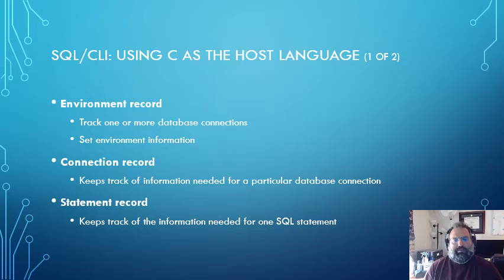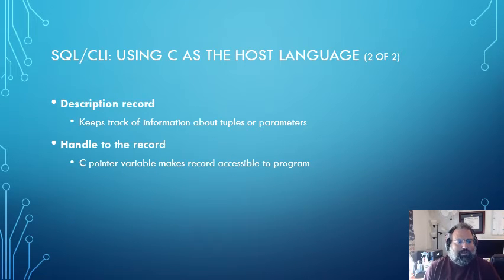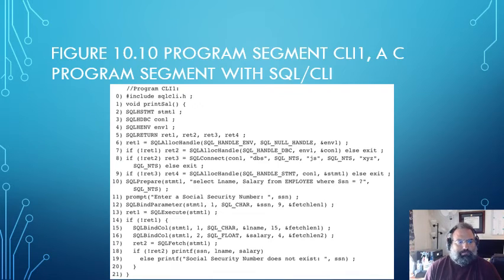With SQL CLI using C as the host language, you typically have an environment record that tracks one or more database connections. You set environment information. You connect, and a connection record keeps track of information needed for a particular database connection, and a statement record keeps track of information needed for one SQL statement. A description record keeps track of information about tuples and parameters, and handles to the records are C pointer variables that make record access available to the program.